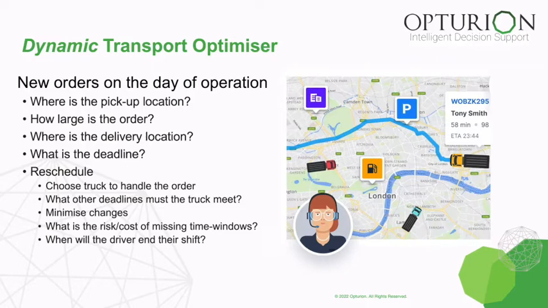So we need to reschedule. We need to choose a truck to handle this order. We need to ensure that all the other deadlines in this truck can be met, or else other orders for that truck can be transferred to other trucks. But we still need to minimize changes to the whole schedule. We want to work out the risk or the cost of missing time windows because we've got a tighter schedule now. And we've also got to make sure that drivers don't end up with a large amount of overtime or getting exhausted working beyond the end of their shifts.